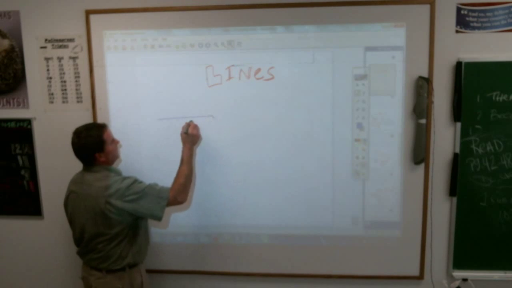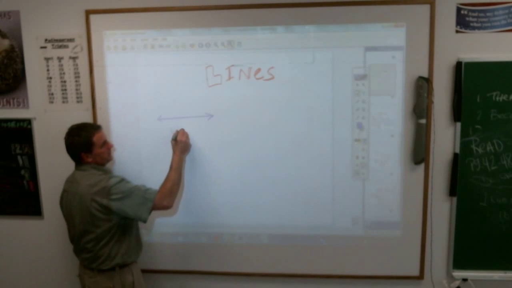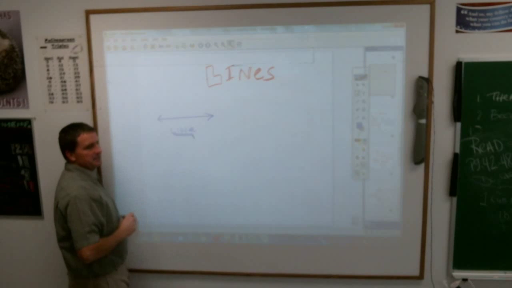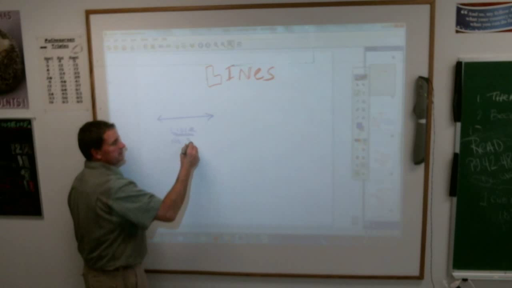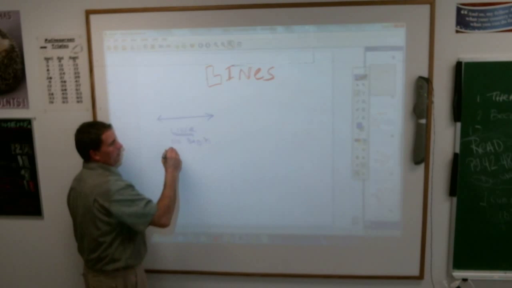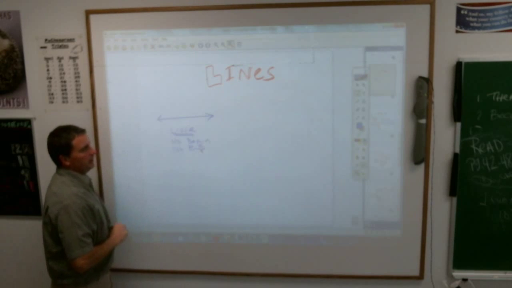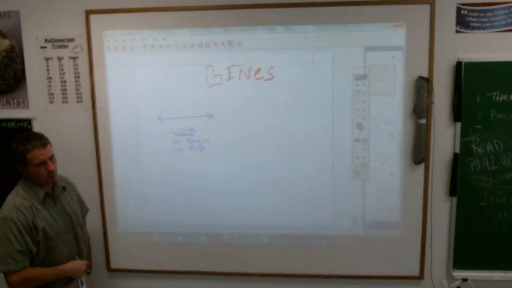Very good. So jot down here. A line, children, the exact definition of a line, and math people are pretty exact. A line has to have arrows on both ends. It has no beginning, no end. Okay, it goes on forever. You can never draw the start or the end of it because it goes on forever.